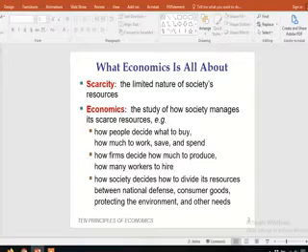What is economics? Economics is about scarcity, the limited nature of society's resources. We should make efficient use of the limited resources. That is basically economics. Economics is the study of how society manages its scarce resources.